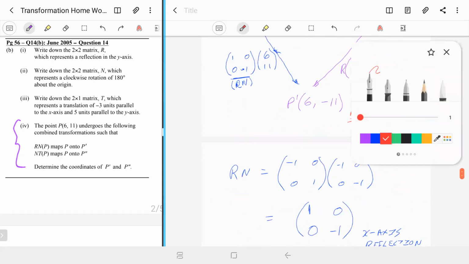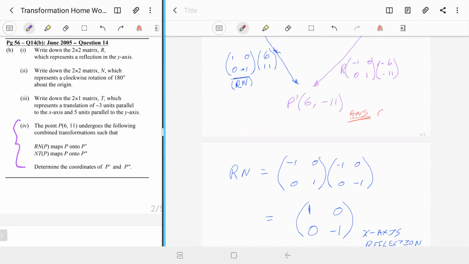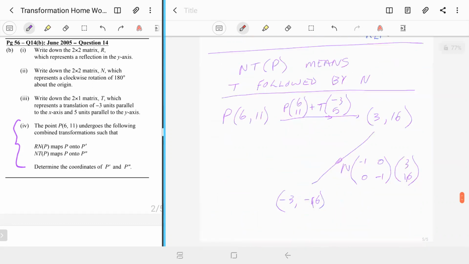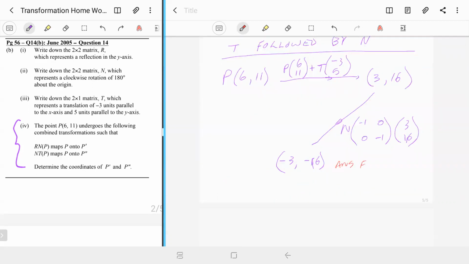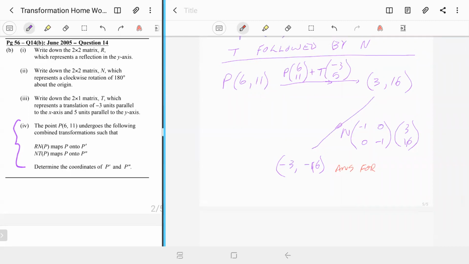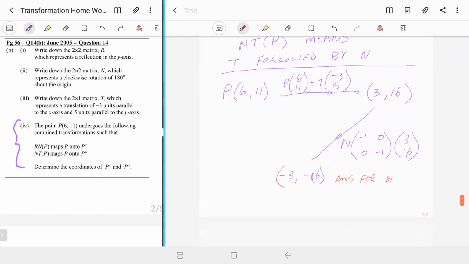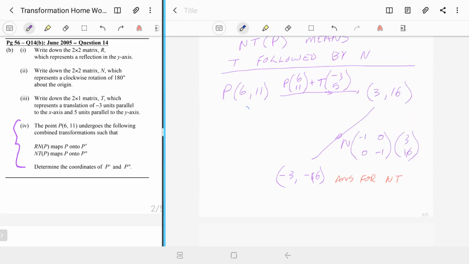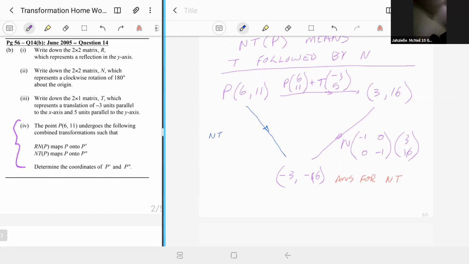So here was my answer. I'll write it like this. This is my answer for RN. And this is now my answer for NT, T followed by N. All right, talk to me now. To do it in one step. Suppose I want to do it in one step instead. Talk to me. I want to do the NT in one step. Can you do it?